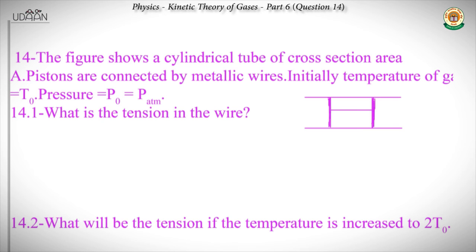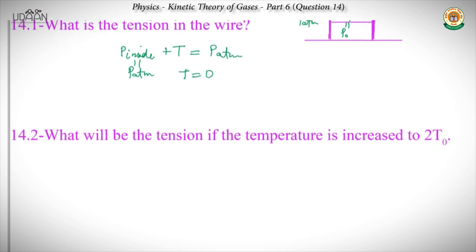So this is an easy question. We just have to do the balancing of forces. So in the starting we see the pressure inside is PATM equals P naught, and here also the pressure is PATM. Right. So basically the forces are balanced by the pressure itself, and there is no need for the tension to act. Writing down the equation, P inside plus tension, if it acts, would be equal to PATM. Since P inside is equal to PATM, tension comes out to be 0. So basically there's no tension in the wire.